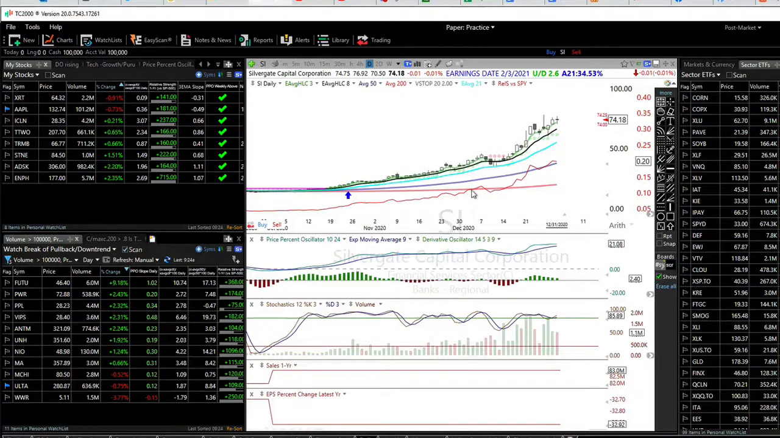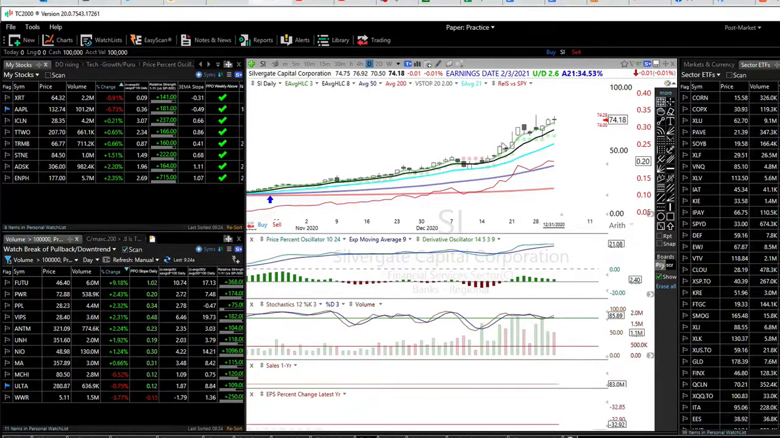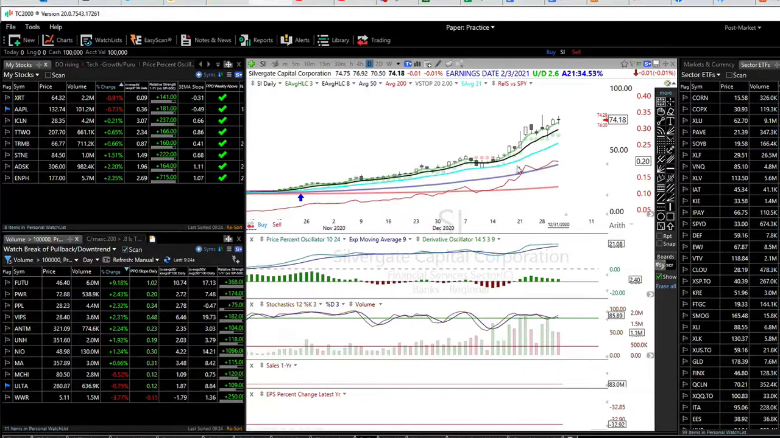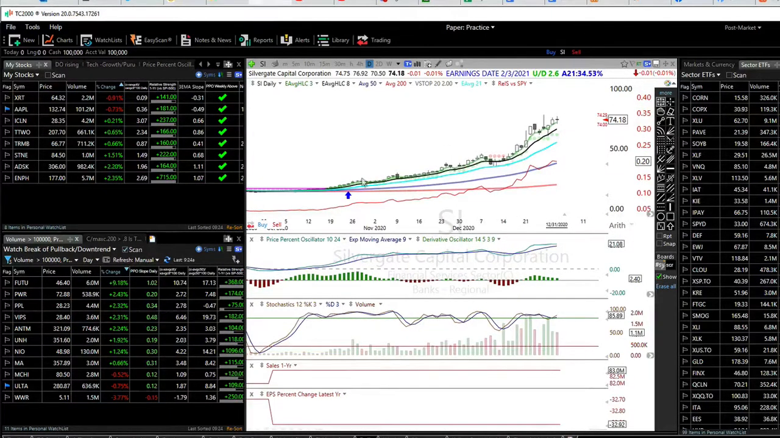Silvergate, SI. This one's going to explode as well. It's a financial company, but you should have been in this, if not back here. If you had a break of this flat spot here, little pullback here, that would have been a good one.